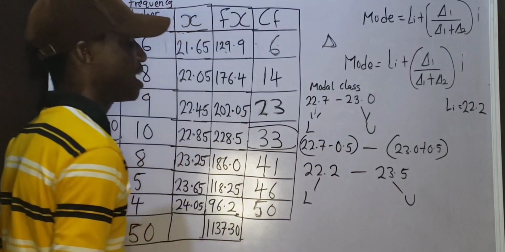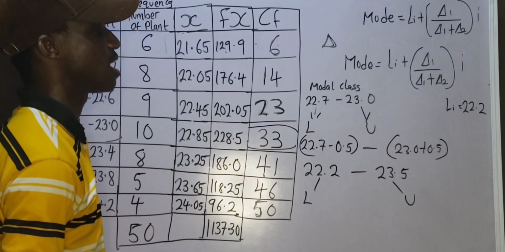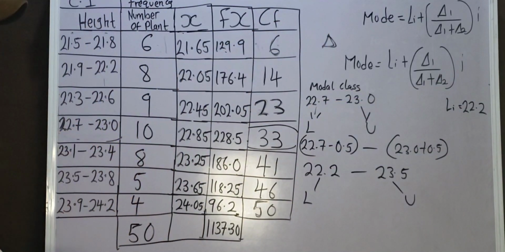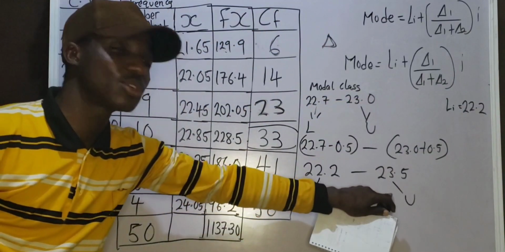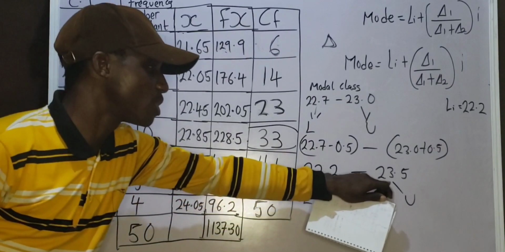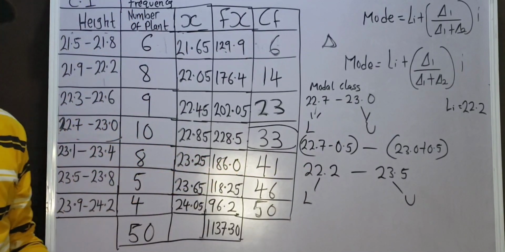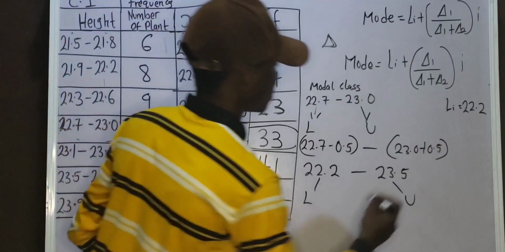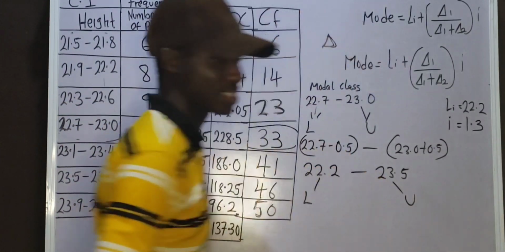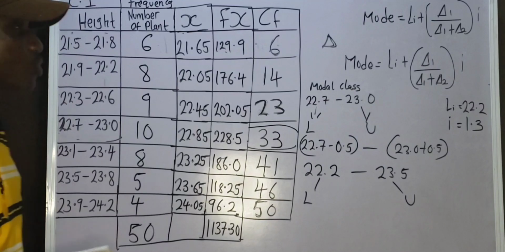So let me quickly determine the class width, which is I. Don't forget that I is the difference between the upper class boundary of the modal class and the lower class boundary of the modal class. So 23.5 minus 22.2, that is what? 1.3. So I is equal to 1.3. Do you understand? So now let's go to delta 1.